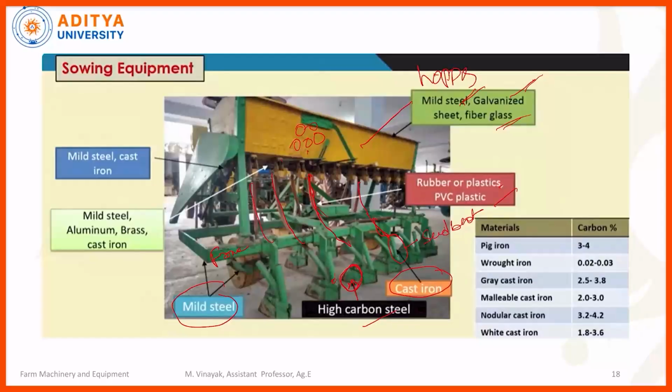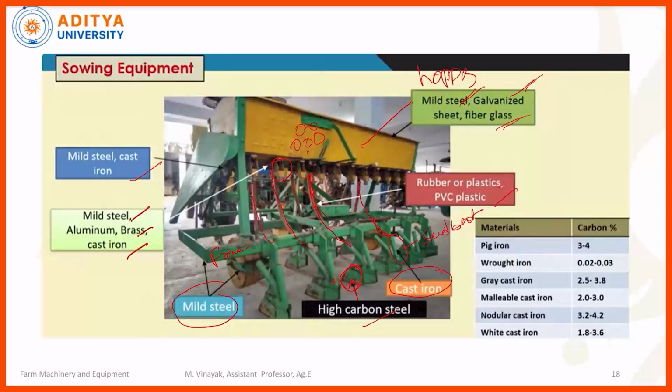So here some other components are there. The seed metering mechanism was made up of mild steel, aluminum, and brass. Some parts of the seed metering mechanism were made up of plastic also. Okay, the vertical edge cell seed metering mechanism is made up of plastic only. Okay, next one, mild steel and cast iron.